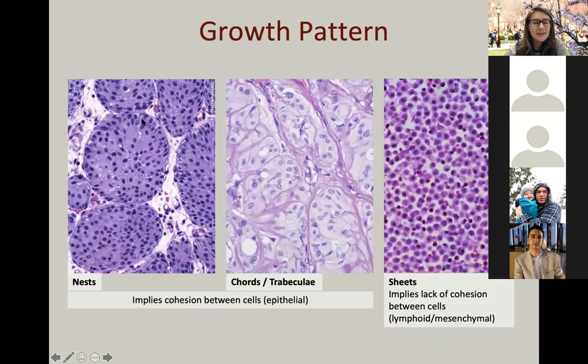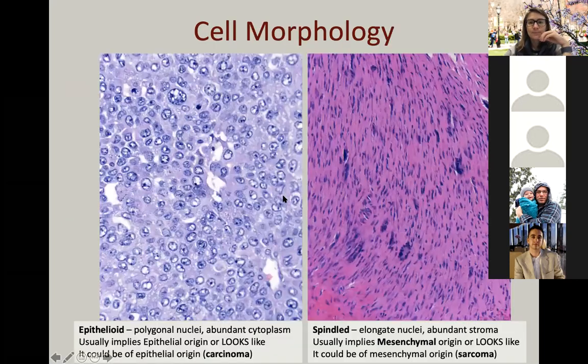Growth pattern can be nested or corded or trabecular. Anything that has a structure to it implies some kind of cohesion between the cells, which generally implies they are of epithelial origin, because we know epithelial cells have cellular connections. This is in contrast to sheet-like growth pattern or some kind of growth pattern that does not form structures. This might imply something lymphoid or mesenchymal, where intercellular connections are not made, or are fewer and farther between.